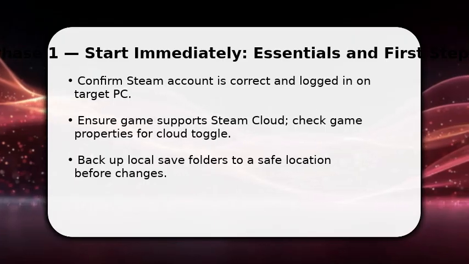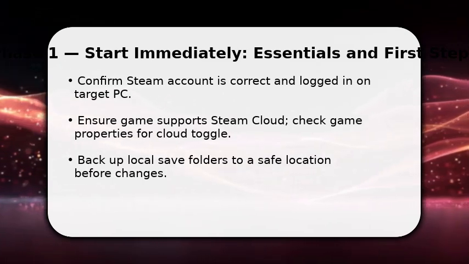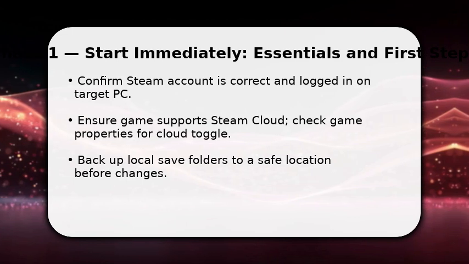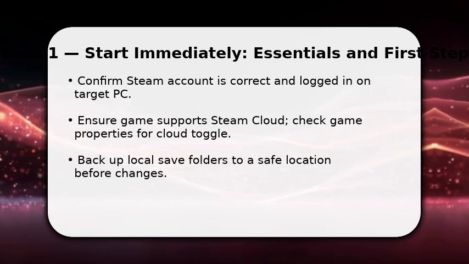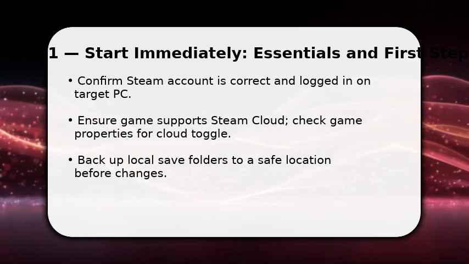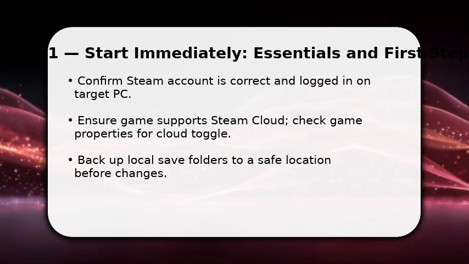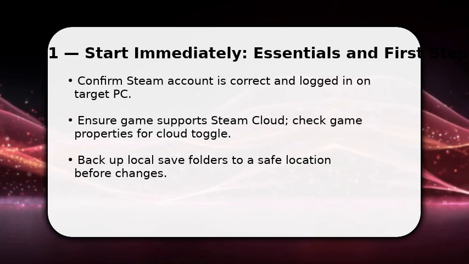You start by confirming your Steam account and the exact game. Sign in on the PC you want to sync and verify Steam Cloud is enabled in the game's properties. That setting controls automatic upload and download. Once done, locate the local save folder and make a manual backup. This prevents data loss if the cloud holds older files.